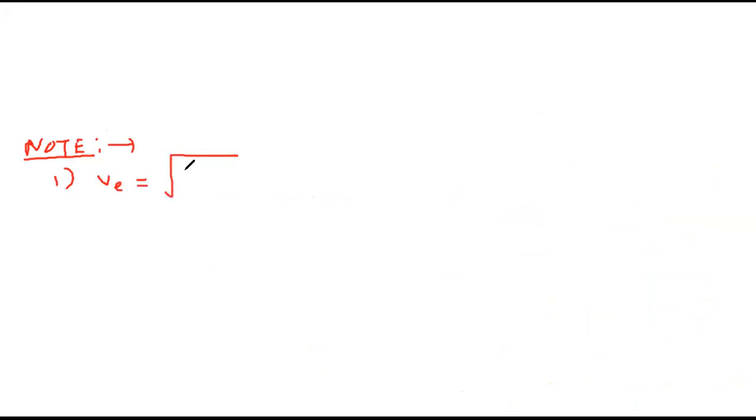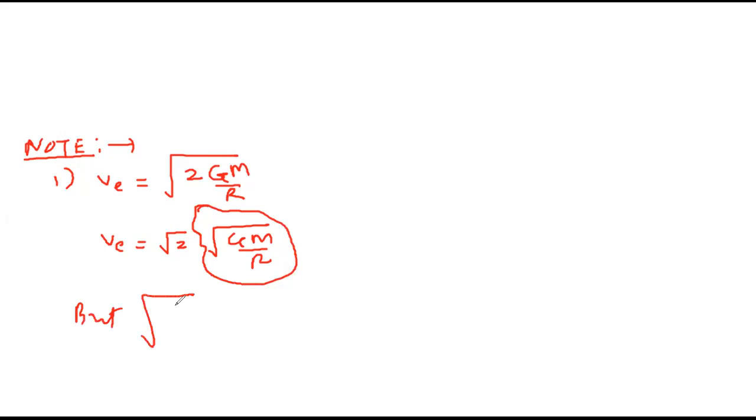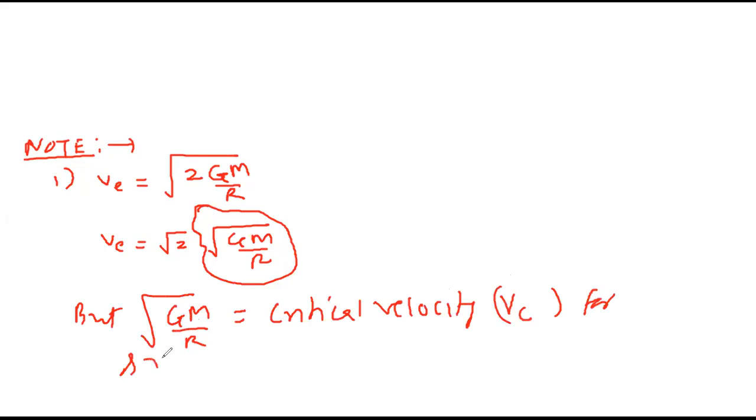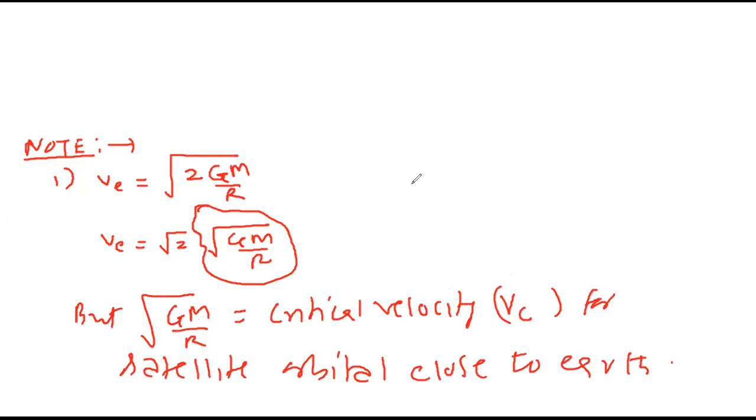Escape velocity we got root of 2 times GM by R. If I separate root 2 and root GM by R, what is this called? Root of GM by capital R. Small r I replaced with capital R. Is it critical velocity? Critical velocity vc for satellite orbiting close to Earth. This is critical velocity for satellite orbiting close to Earth. So can I say ve is root 2 times vc? This they can ask you in college MCQ. Escape velocity is dash times vc. It is root 2 times vc.